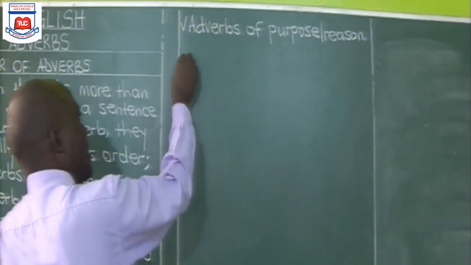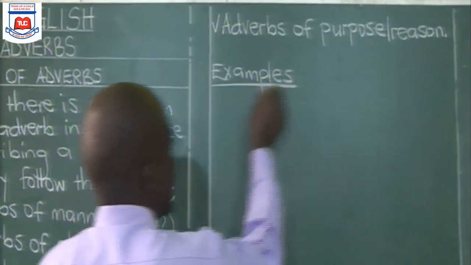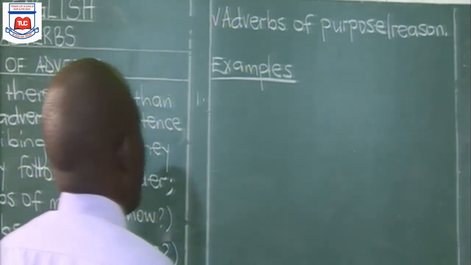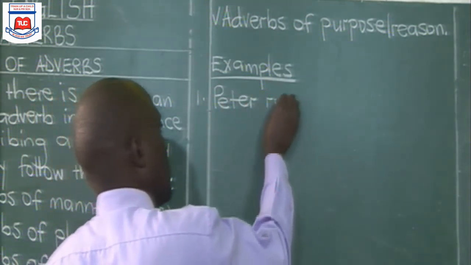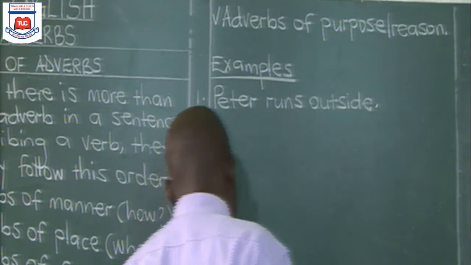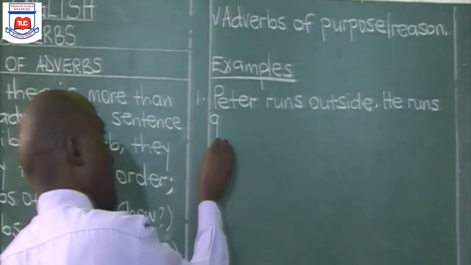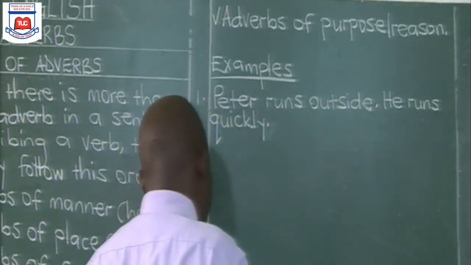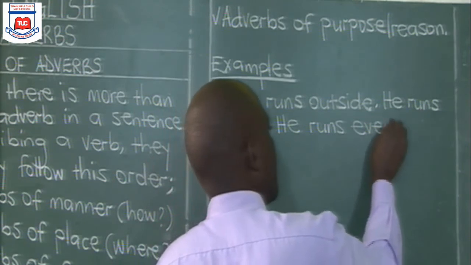So let us look at examples here. In case a sentence has been given and you want to arrange them. Let's have the first example. Example number 1. Peter runs outside. He runs quickly. He runs every morning.